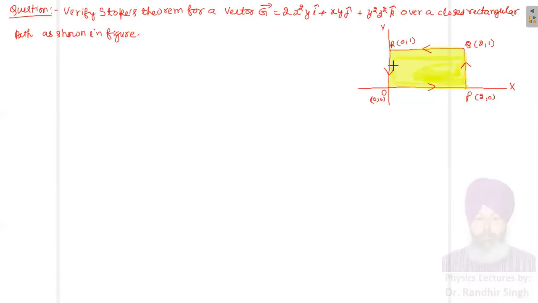Okay, today we are going to do a numerical on electromagnetism. Let us write the statement of the numerical. Students, I have written the statement: verify the Stokes theorem for a vector g equal to 2x²y i cap plus xy j cap plus y²z² k cap over a closed rectangular path as shown in the figure. This is the closed rectangular path over which we will verify the Stokes theorem.